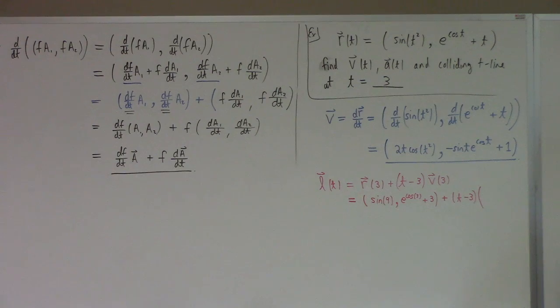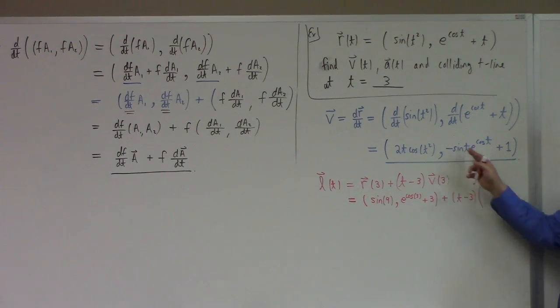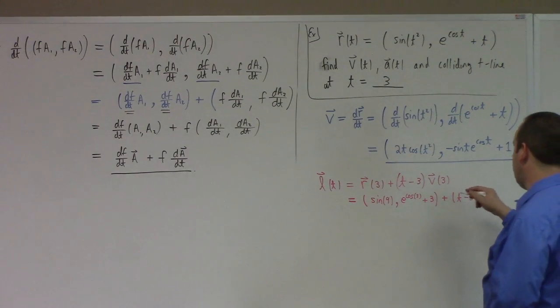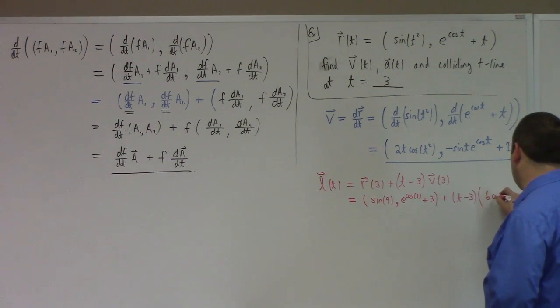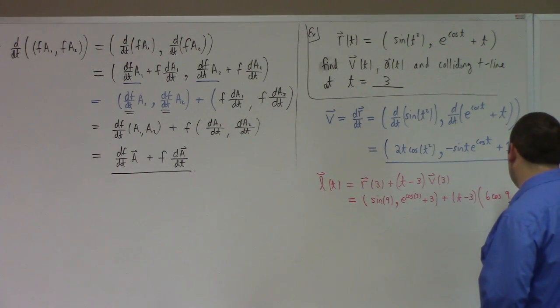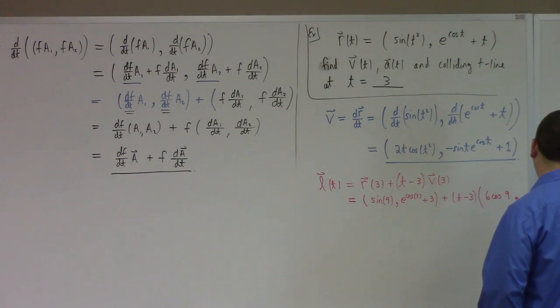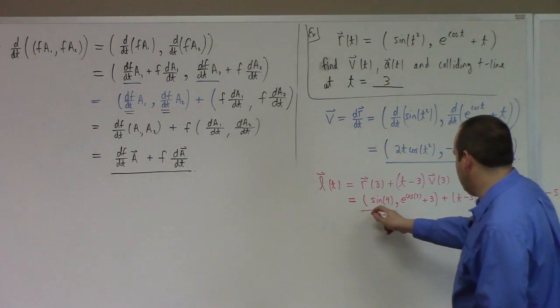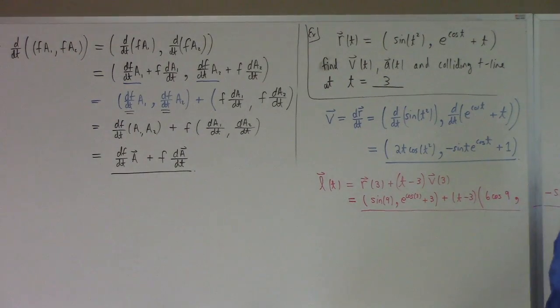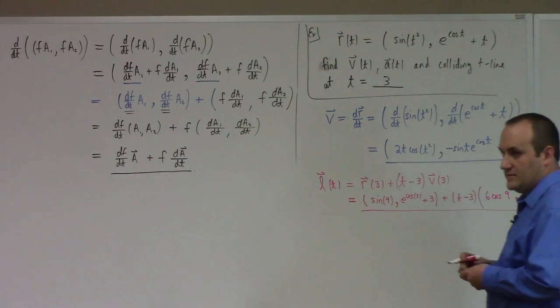Where are we? Okay, so I got to plug in 3 into this blue thing right here, right? It ain't pleasant, but here it is. 6 cosine of 9, comma, minus the sine of 3 e to the cosine of 3 plus 1. That is the parameterization of the tangent line, and I think that's a perfectly fine answer.